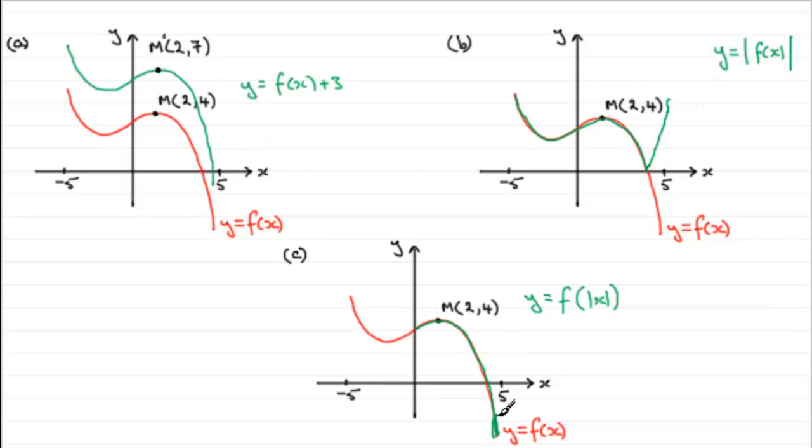So when we reflect this green part in the y-axis, you're going to get something looking like this, so we get a kind of M shape, okay. And as for the stationary points, well, we've got M at (2, 4) there, we've got another point there, it's going to be M dash if you like, its coordinates will be (-2, 4).